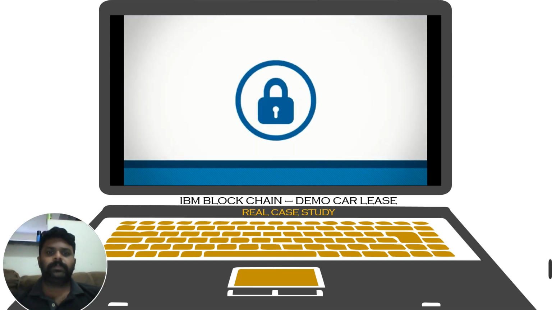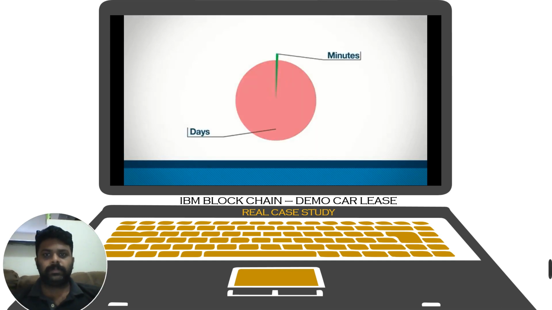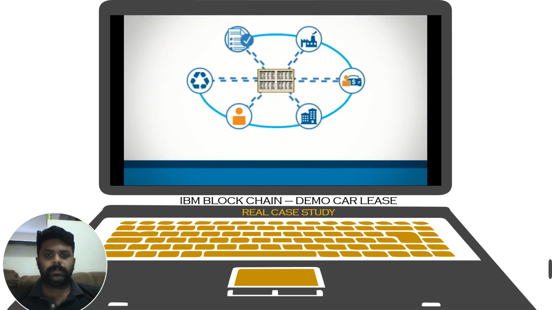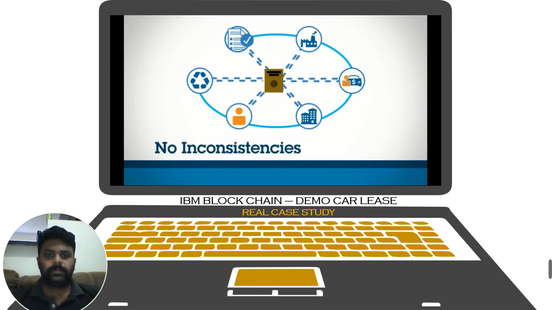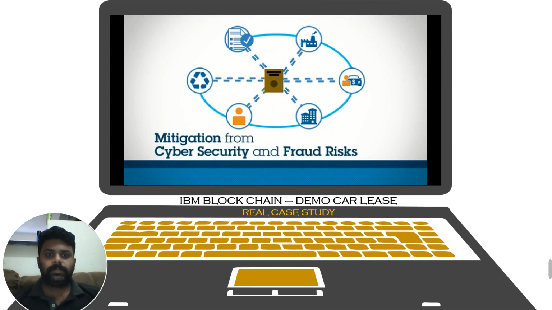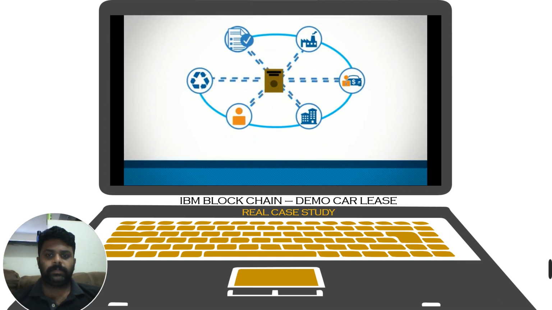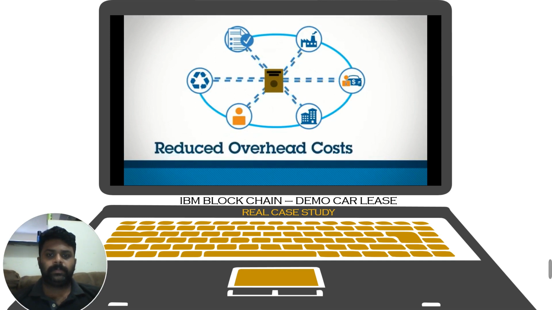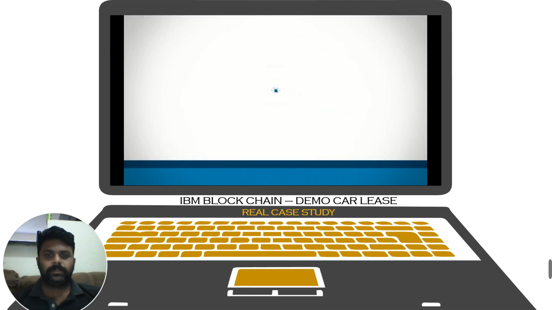With IBM Blockchain, you will be able to reduce the processing time to minutes instead of days. Since all the data is now stored in a secure, distributed ledger, all members of the supply chain never have to worry about vehicle information inconsistencies, leading to increased efficiencies and improved resilience with mitigation from cybersecurity and fraud risks. And not just that, IBM Blockchain will significantly bring down the processing costs by reducing the overhead associated with intermediaries.